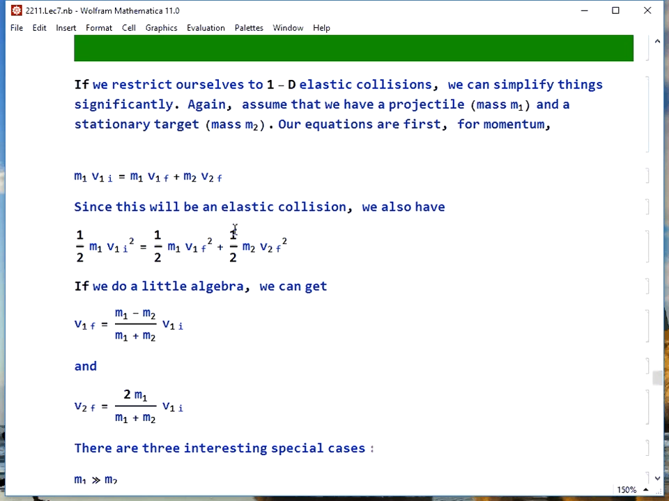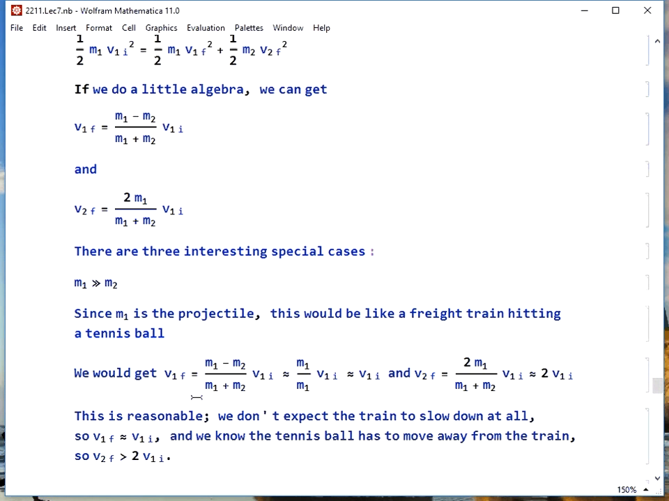If we're going to say it's an elastic collision, then we get to make this rare equality: kinetic energy of the projectile at the beginning equals the sum of the kinetic energy of the projectile and target at the end. You do a little algebra, and I show this in the book. You get V1 final in terms of V1 initial and V2 final. There are three cases though.